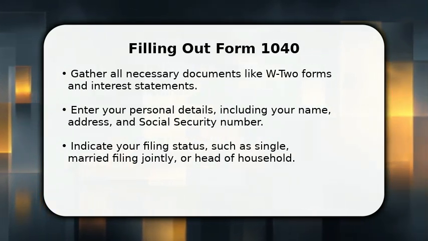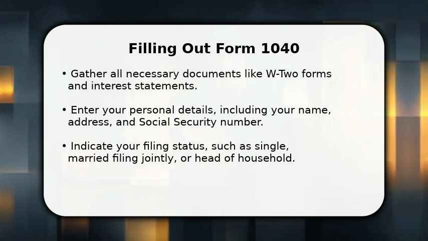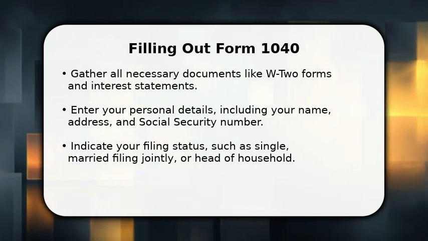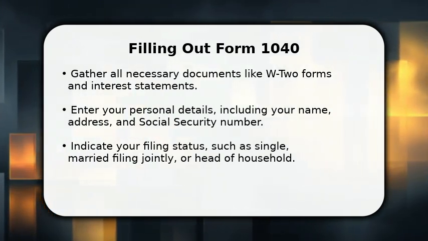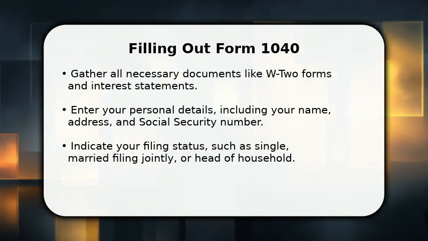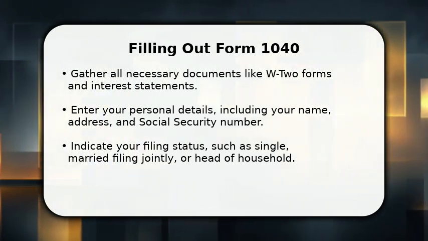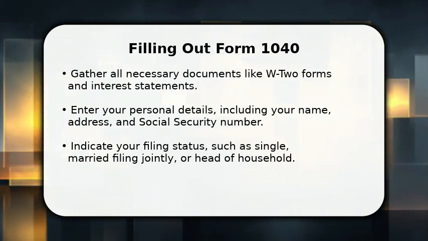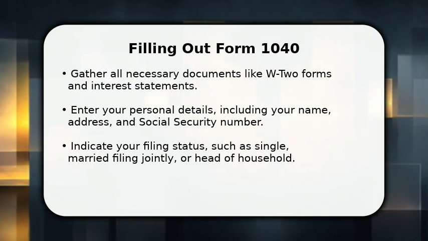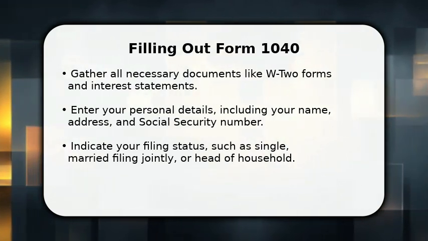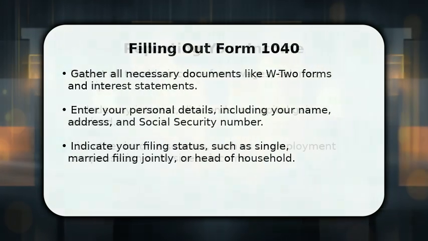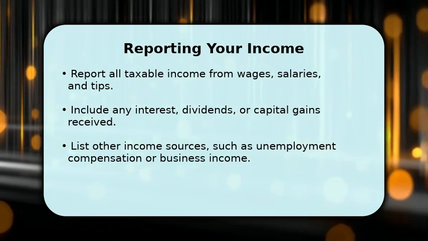First, gather all your essential documents, such as your W-2 forms, interest statements, and any other income records. Next, accurately enter your personal information, including your full name, current address, and social security number. Finally, select your correct filing status, whether you are single, married filing jointly, or head of household, as this impacts your tax calculation significantly. Now, let's move on to reporting your income.